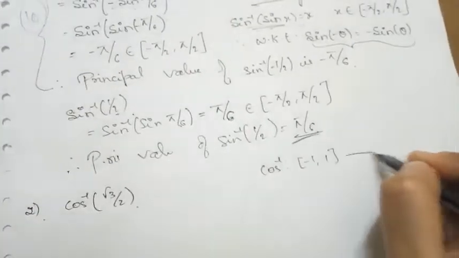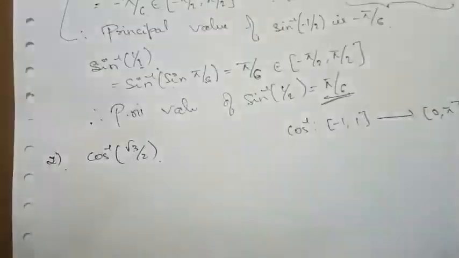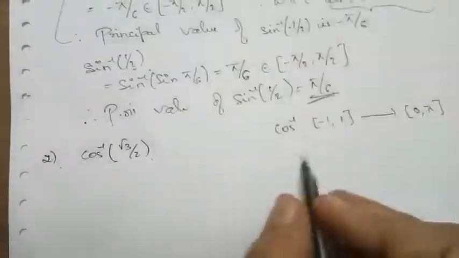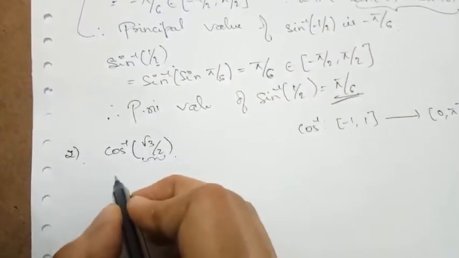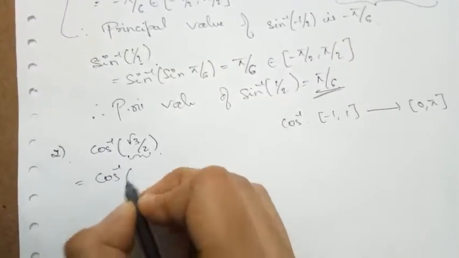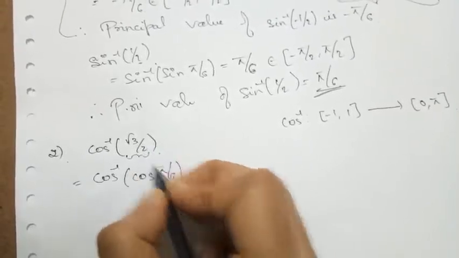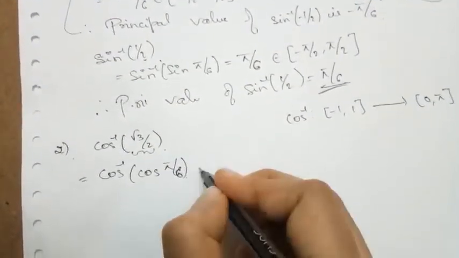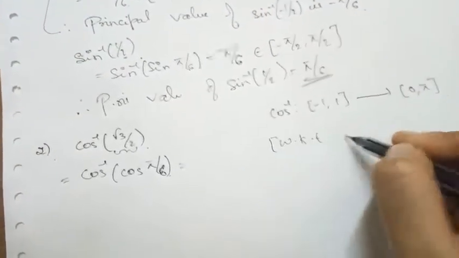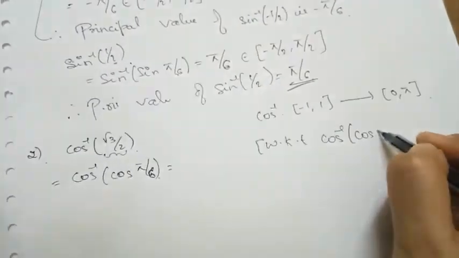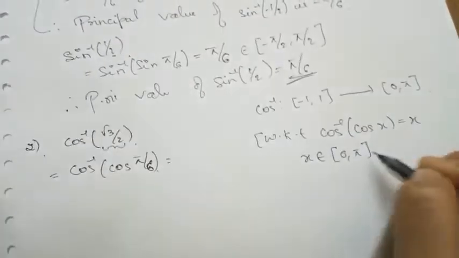That is minus 1 to 1, and the principal value branch is 0 to pi. So this is the domain and the principal value of the cos inverse function. Now for which angle of cos are we going to get root 3 by 2 as our answer? That is cos inverse of cos pi by 6, because we know that cos pi by 6 is equal to root 3 by 2. And clearly now this is in the format, that is, we know that cos inverse of cos x is equal to x, when x belongs to 0 to pi. This is the property we have learnt.